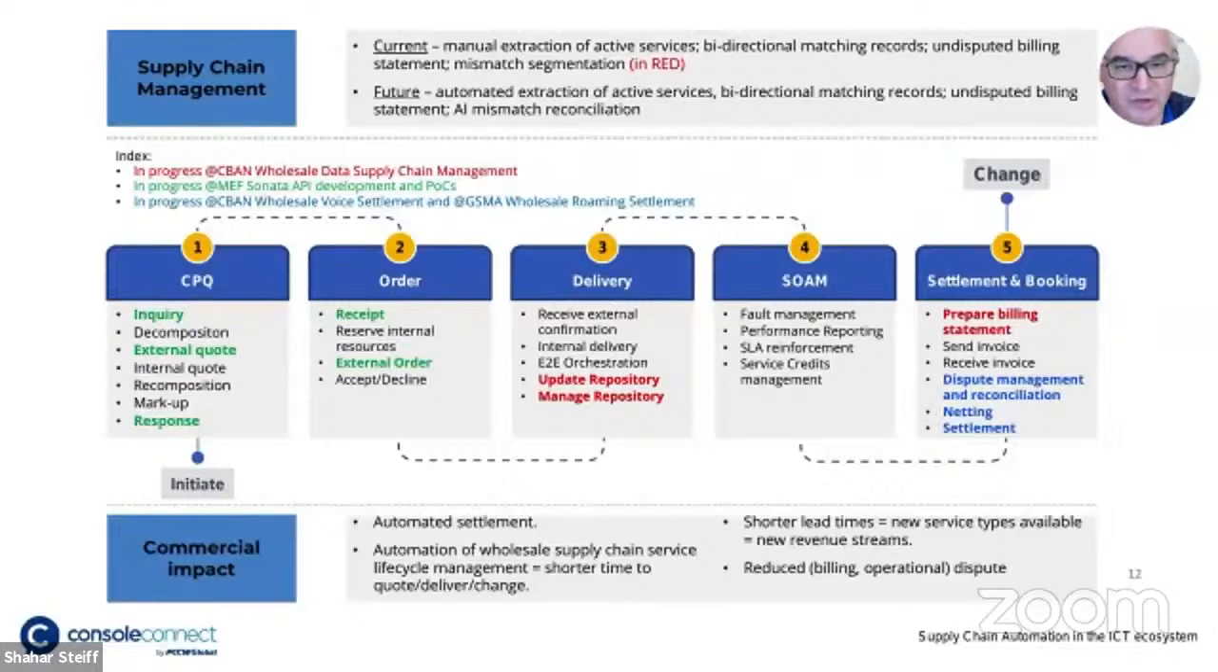Automation of whole supply chain service lifecycle management means shorter time to quote, deliver, and change. So we're now able to act much faster, much more rapidly. Shorter lead times lead to new service types, and that basically means new revenue streams out of our existing infrastructure. It also means reduced billing and operational disputes, and automated settlement, which basically speeds up processes which could take weeks today.